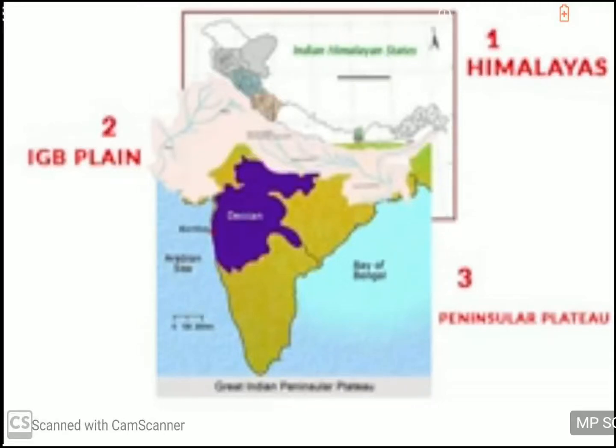Today I am going to continue the second chapter of class 11. This is the second lecture of the second chapter of class 11 geography. I am continuing the chapter India: Physical Environment. Chapter number 2 is Physiography and Structure.